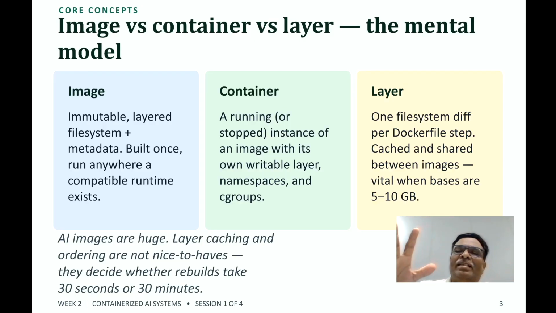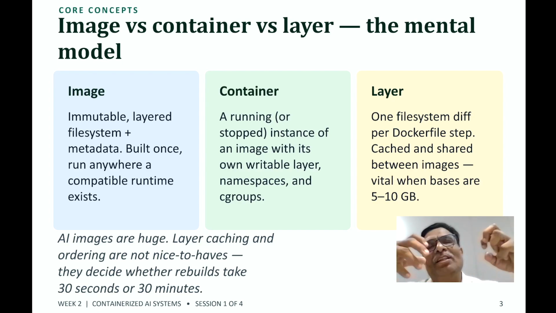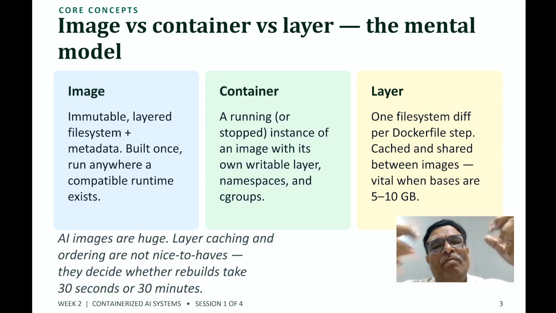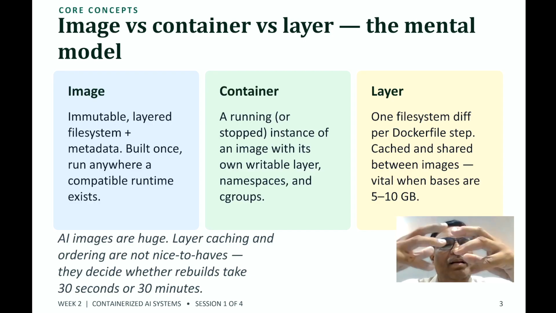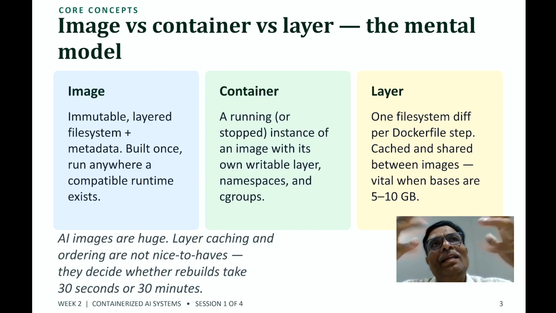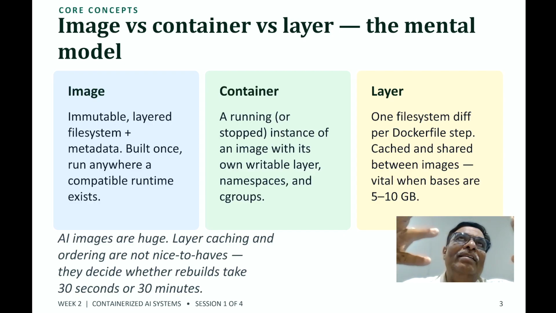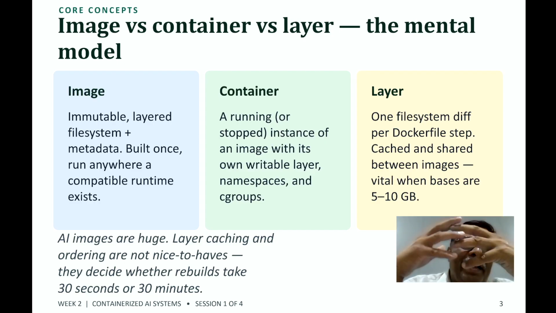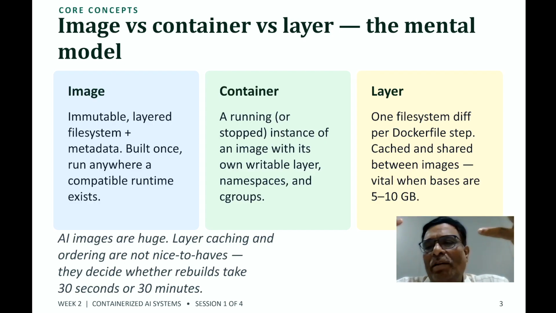We talk of bases wherein you have about 5 to 10 GB of data in your system. So AI images are really very huge. Layer caching and ordering is not just nice to have, because that is what decides whether a rebuild will take 30 seconds or 30 minutes.